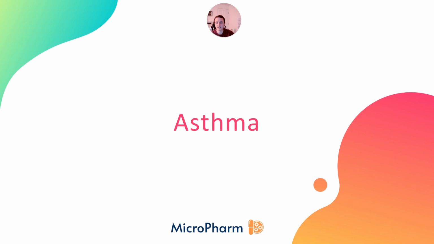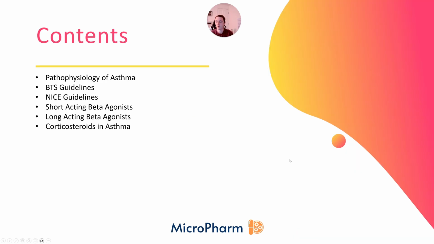So the way we're going to structure this today is we're going to talk about the pathophysiology of asthma, because it's much easier to understand the aims and purposes of the treatment if we have a good foundation in the pathophysiology. And then we'll talk around the individual guidelines, the BTS and the NICE guidelines, before focusing more specifically on individual drugs, their pharmacokinetics, doses, mechanisms of delivery, and things like that.